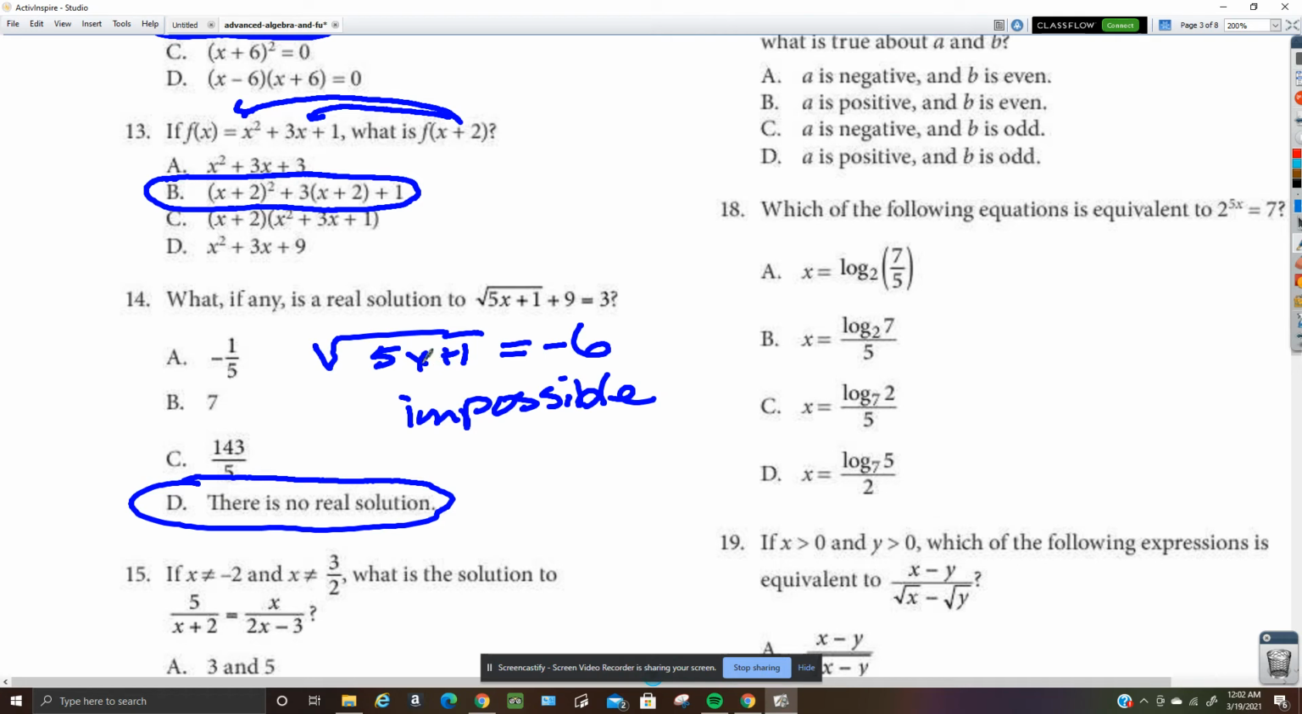Or you could just try plugging in. Negative 1/5 would give you a 0. That doesn't equal negative 6. Put a 7 in here, you get 36. The square root of 36 is positive 6, not negative 6. And 143 over 5 would give you the square root of 144, which is 12, not negative 6. So the other way to do this problem is just plug in the x values here and see if you get the right output.